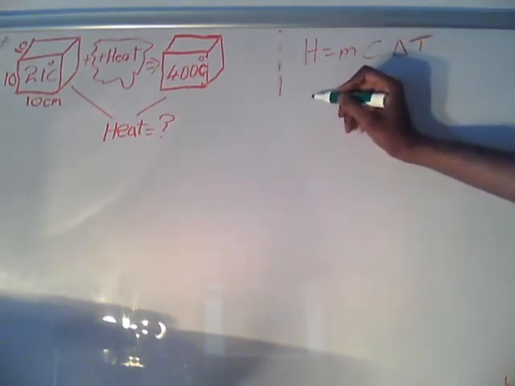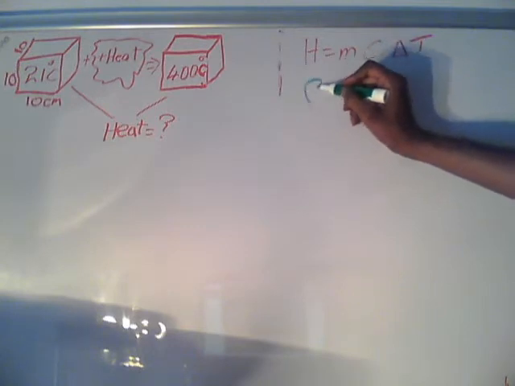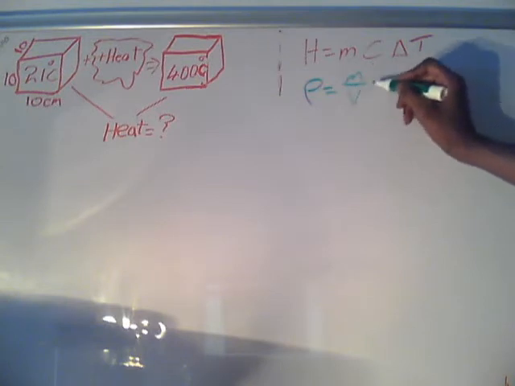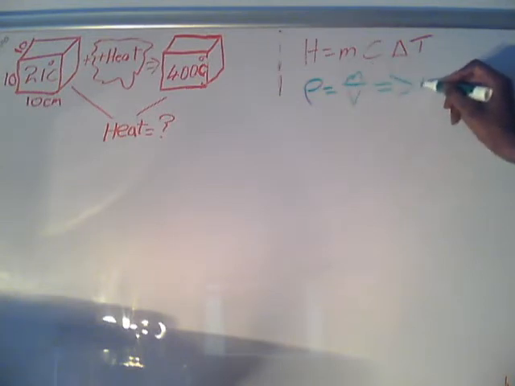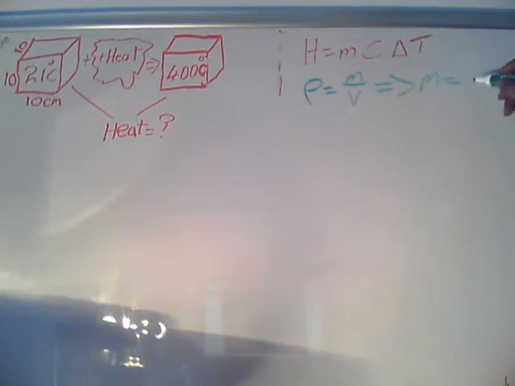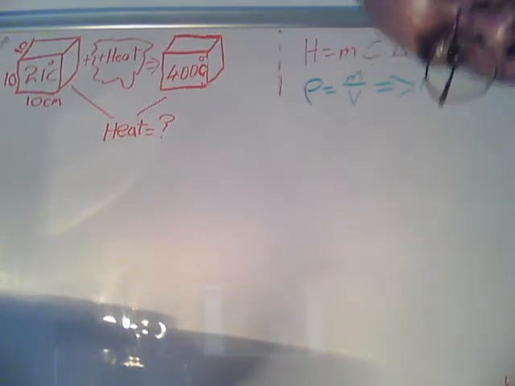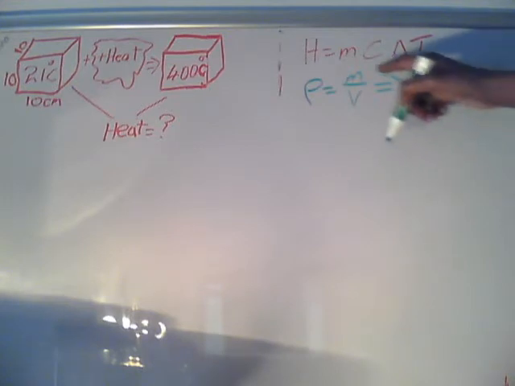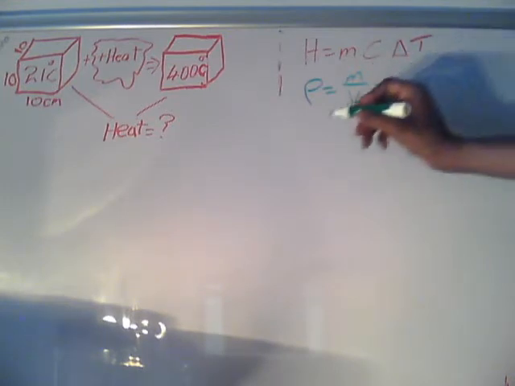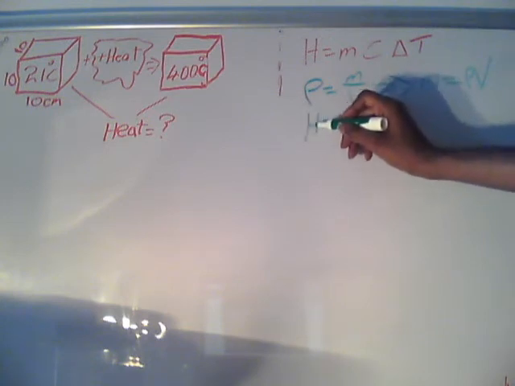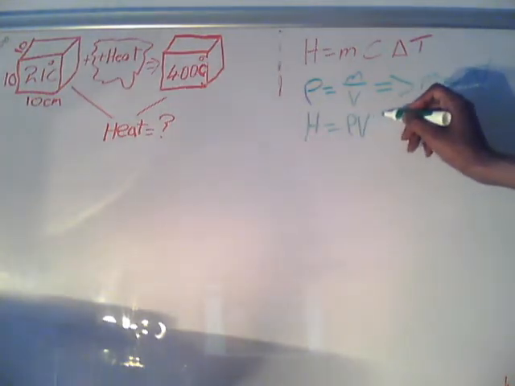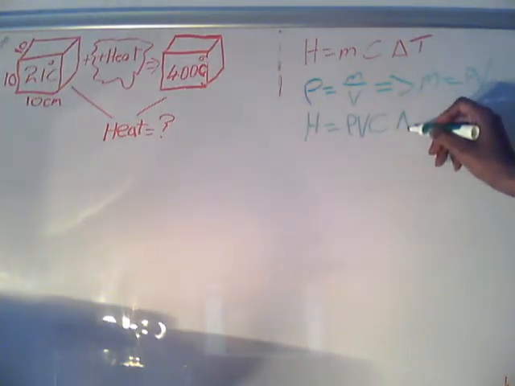We know from previously that density, rho, is mass per unit volume. So that tells us that mass is equal to rho times volume. So what we can do is substitute back into our equation. We've got heat energy is equal to rho, density, times volume, times specific heat of the material, times the change in temperature.